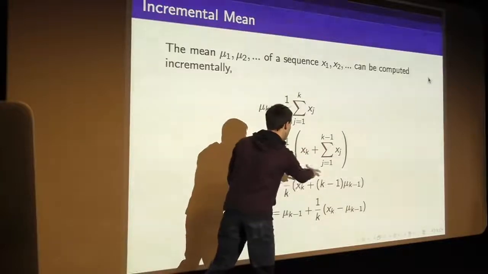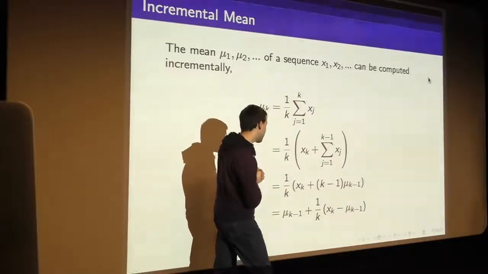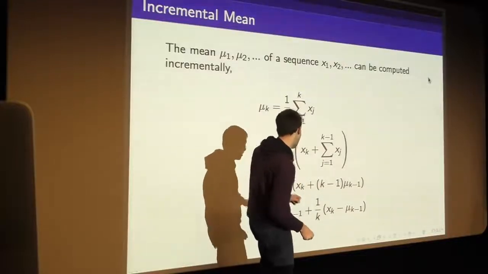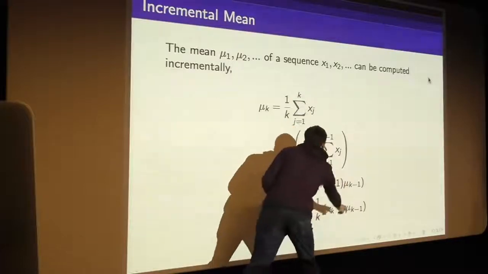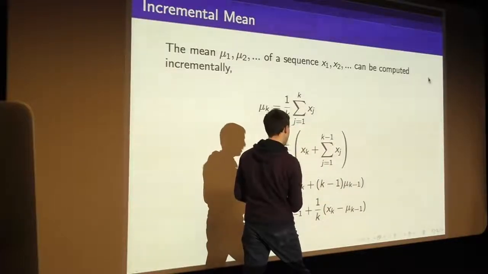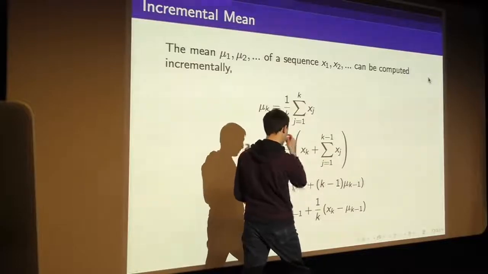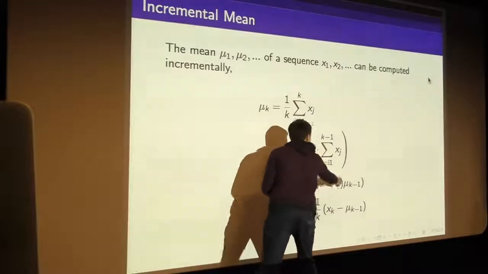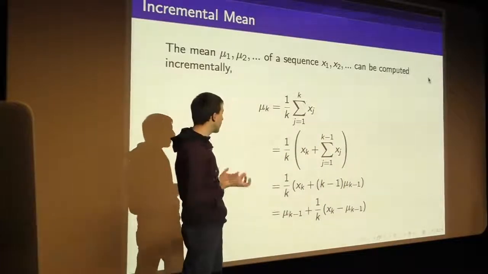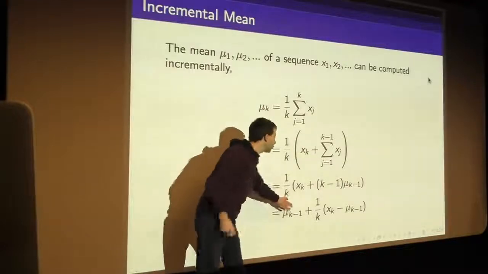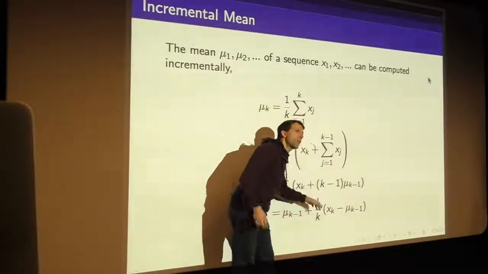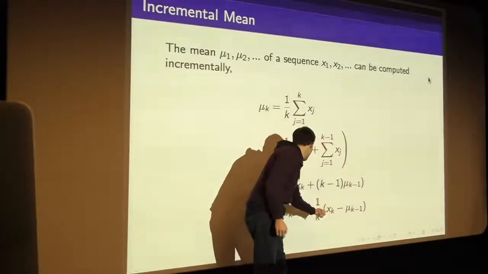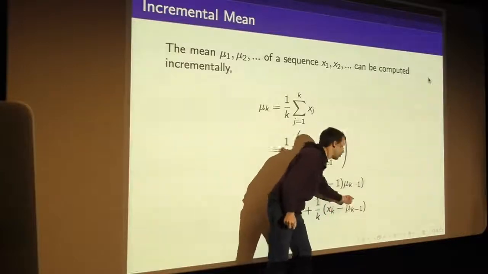Then if we rearrange these terms and collect together our x_k's, we've got 1 over k of them here, and our mu_k's we can pull out and subtract off the 1 over k mu_k that we have here, which is the k times 1 over k of mu_k that we pull out. What we see is that the new mean is the old mean plus some step size, 1 over k, a little increment towards the difference between your new element and what you thought the mean was.